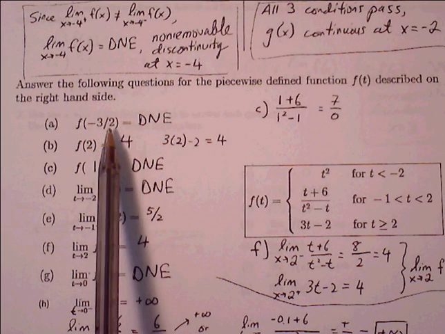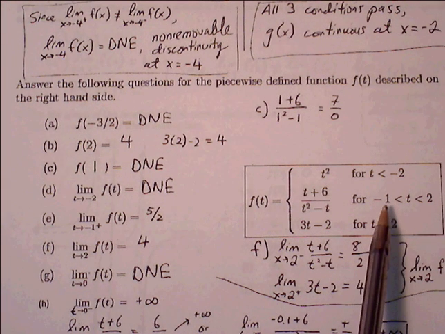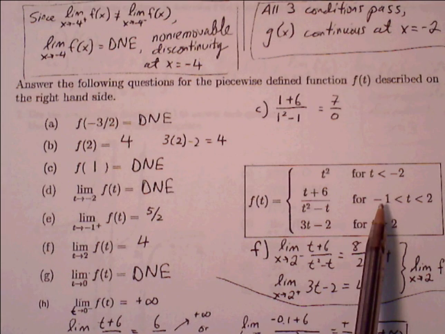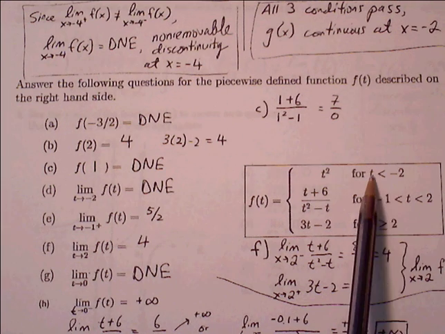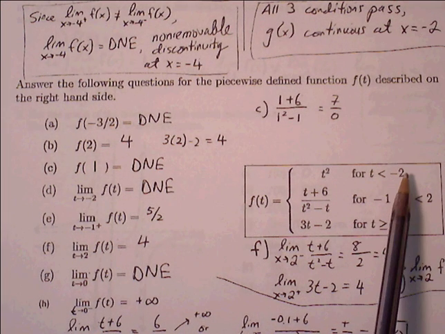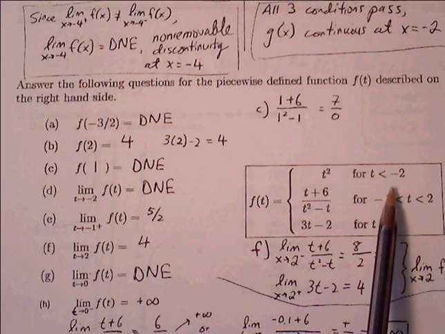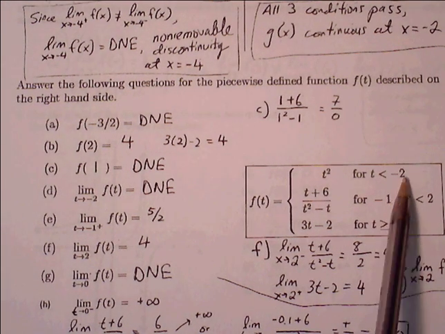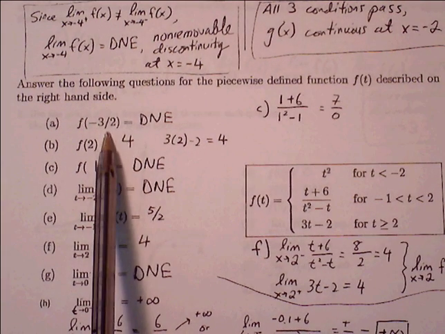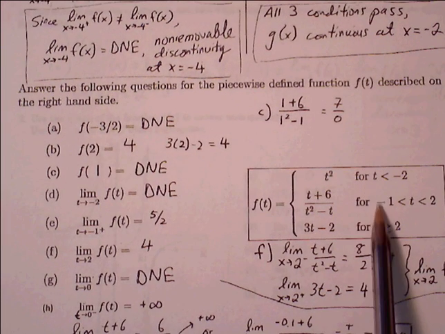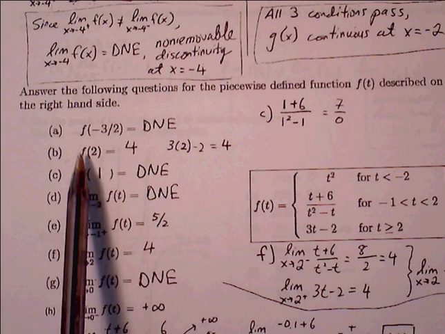So f of negative 3 over 2, which is negative 1.5. We know that the graph is only going to exist to the left of negative 2, and then there's a break from negative 2 to negative 1 where the graph is not going to exist. So the graph is not going to connect. There's a big gap between negative 2 and negative 1. So the graph doesn't exist, since nowhere between these branches is this ordered pair covered, or this x value covered.